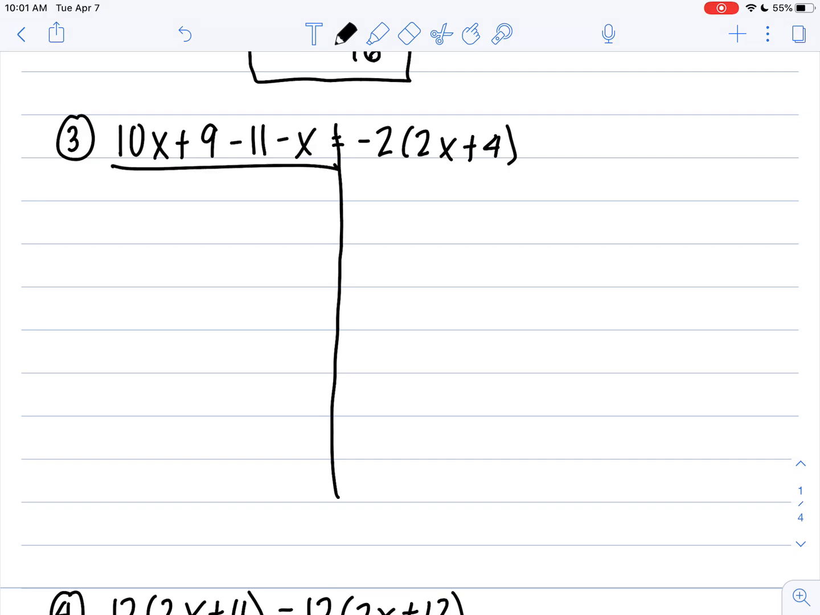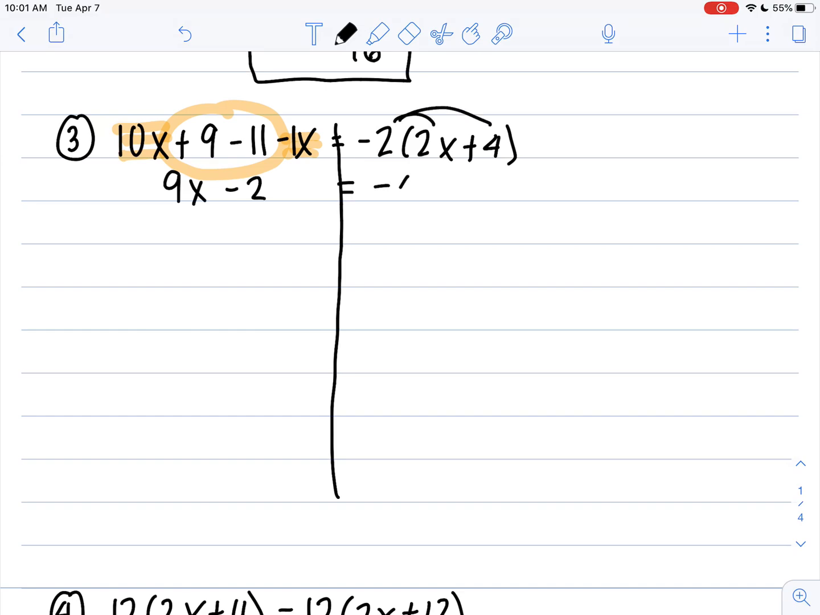So this time we can combine terms over here. So we're going to look on the left-hand side of the equal sign. We have a 10x and we have a minus x. So 10 minus, this is like a 1 in front of it, right? So 10 minus 1 is 9x. And then we have positive 9 minus 11. So 9 minus 11 is negative 2 equals, and then we can distribute here.